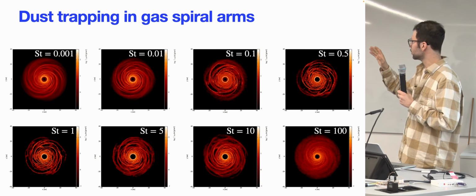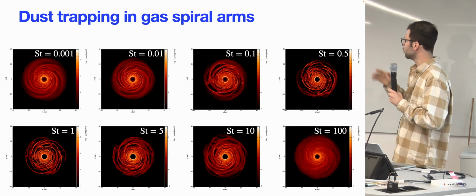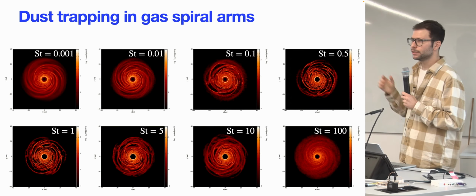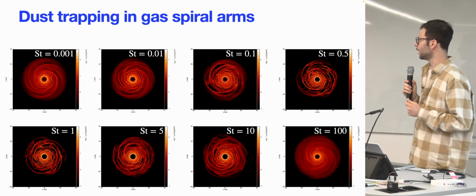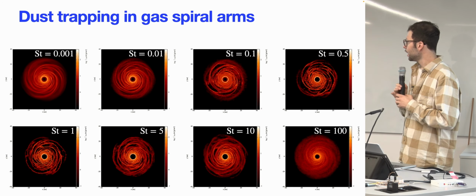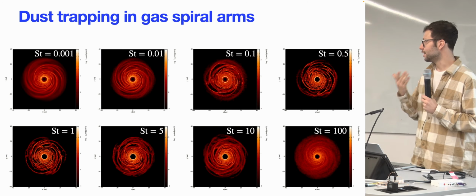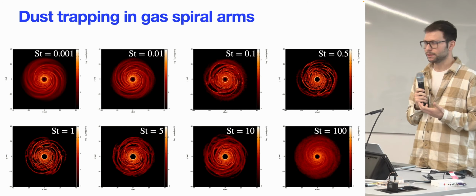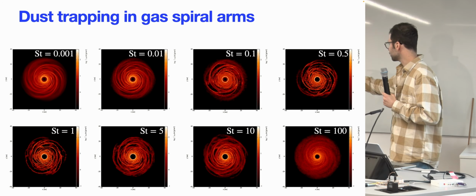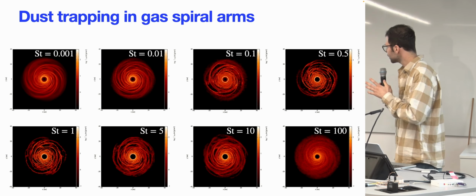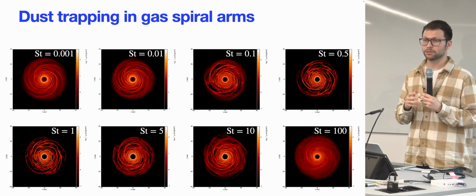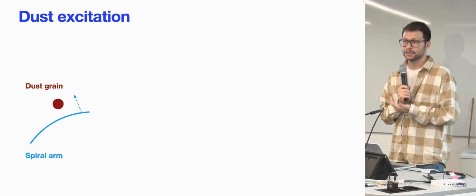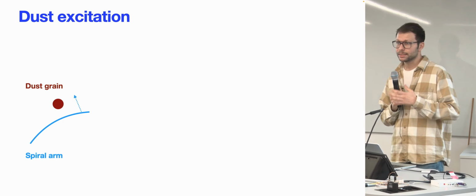While when we go towards a higher value of Stokes number, between 0.1 and 1, you can see that the spirals traced by the dust are thinner because the dust is more concentrated inside these structures. And when the Stokes number is higher than 1, so for 5, 10, or 100, this density contrast diminishes, and eventually for Stokes equal 100, it is difficult to observe the spiral pattern because the particles are too uncoupled.